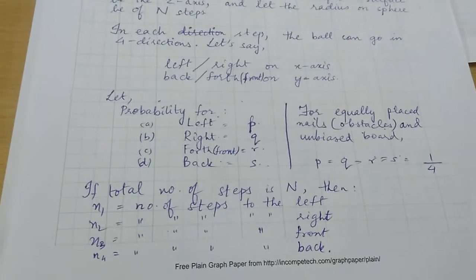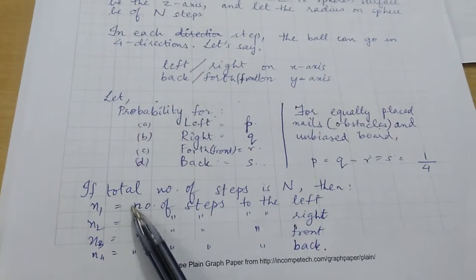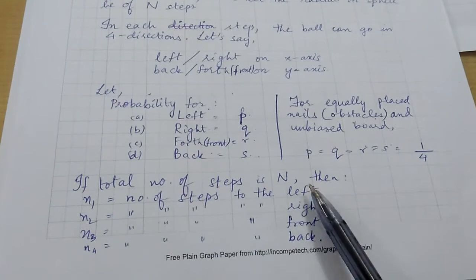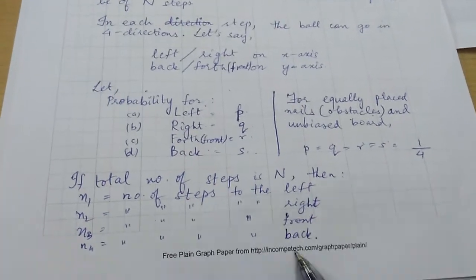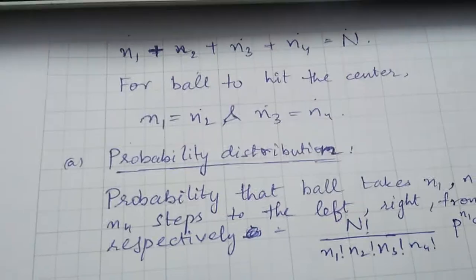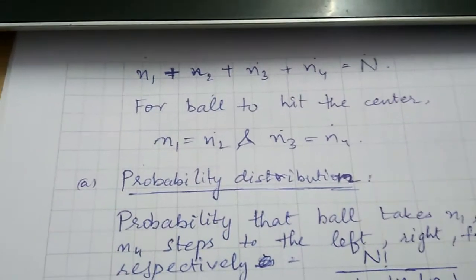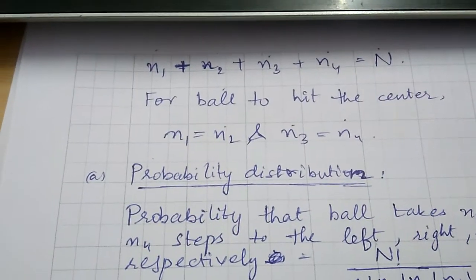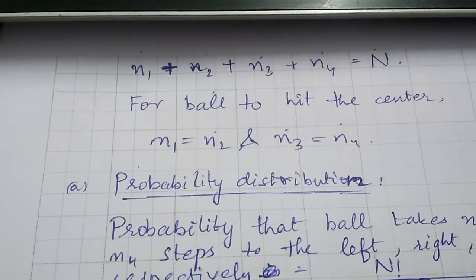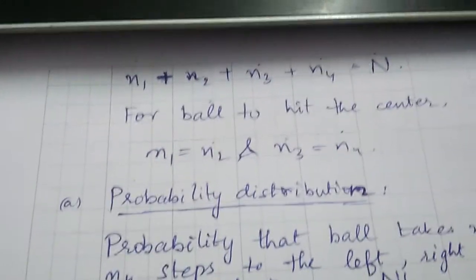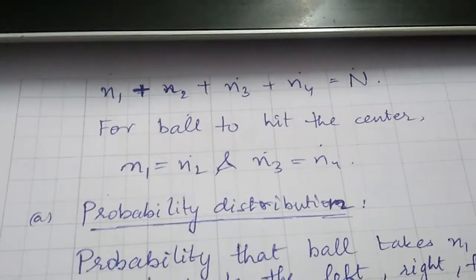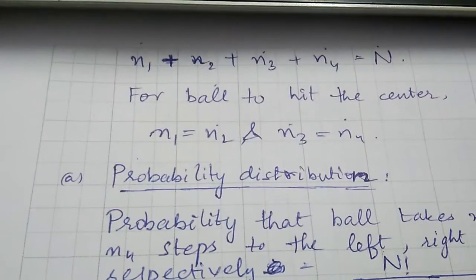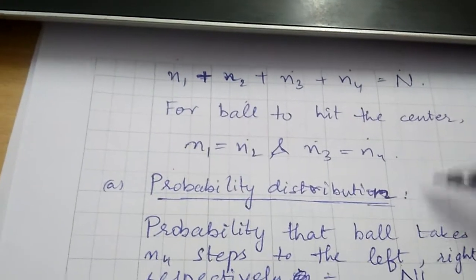If total number of steps is n, then let n1, n2, n3 and n4 be the number of steps to the left, right, front and the back respectively. Then we see that n1 plus n2 plus n3 plus n4 is gonna be n, which is pretty obvious. Now, for the ball to hit the center, n1 and n2 have to be equal. Similarly, n3 and n4 have to be equal.